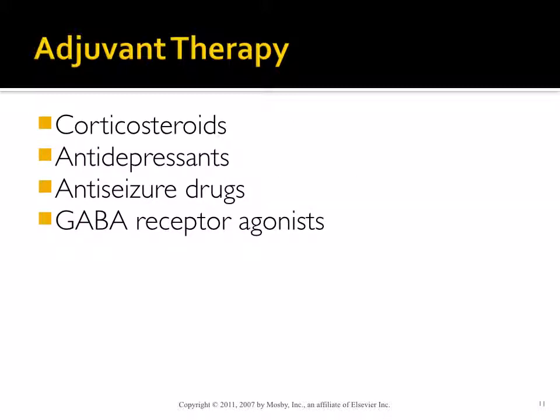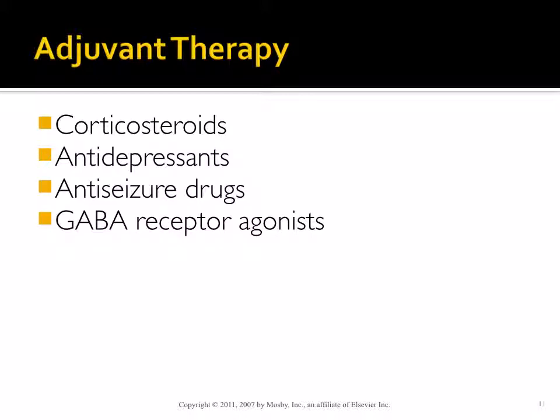So adjuvant therapy includes steroids, antidepressants, anti-seizure drugs, and GABA receptor agonists. A very common medication among the GABA receptor agonists is baclofen, which is a kind of muscle relaxant.